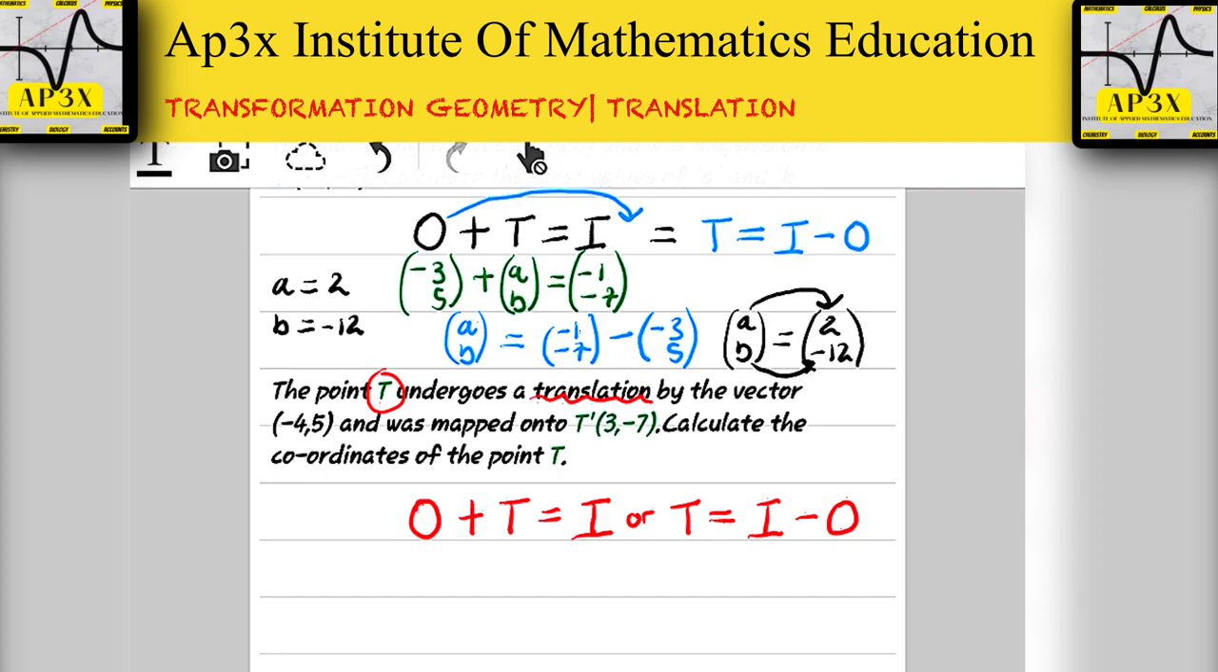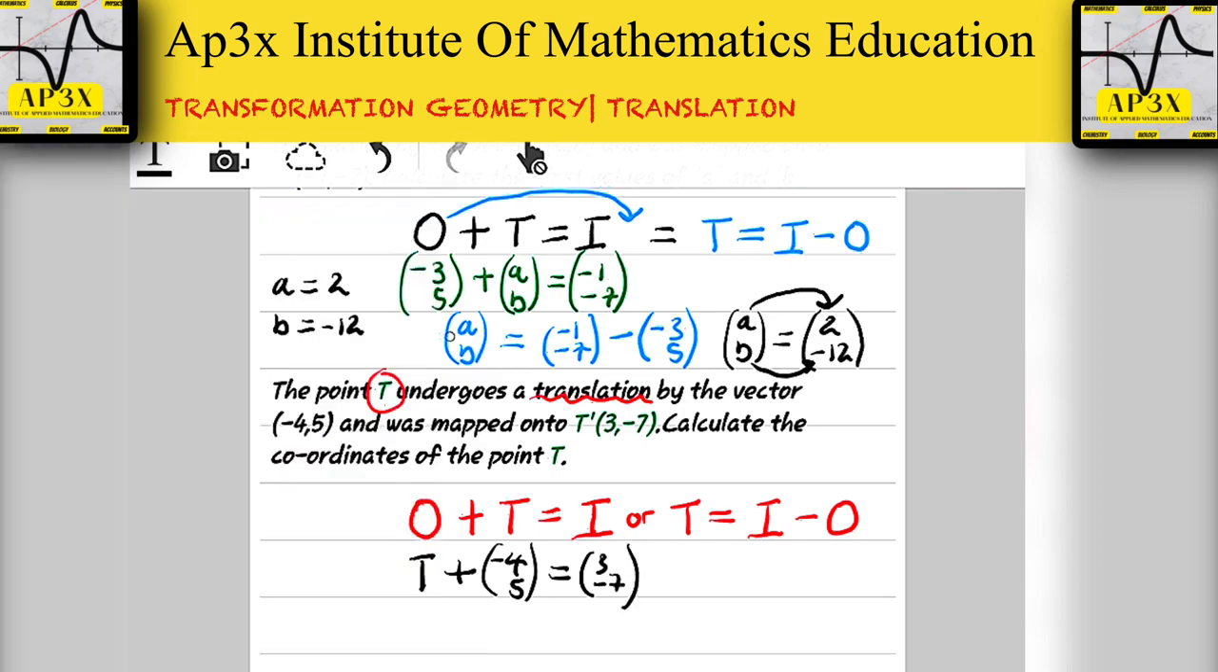I particularly like to stick with the traditional way of writing down my matrix O, which in this case is the letter T. And then the vector. Pardon me, I have an equal sign, it's supposed to be a plus. I know that the vector based on the question is the vector -4, 5. So that's -4, 5 here. And I know it was mapped onto T prime, which is the image, and that is 3, negative 7.